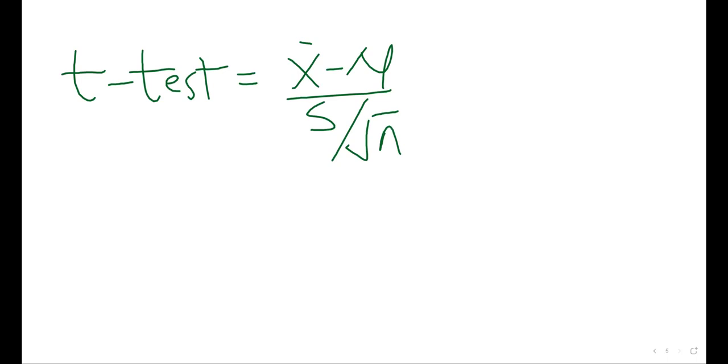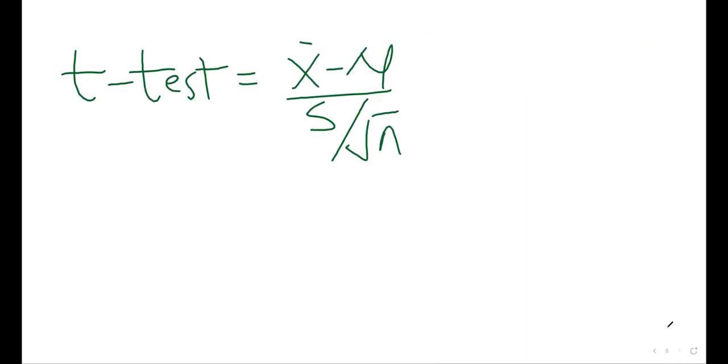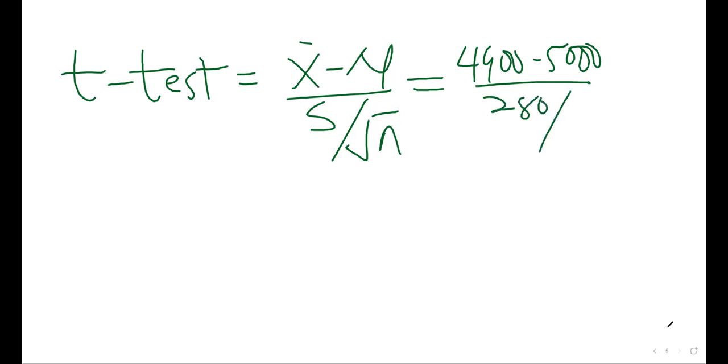Of course, everything inside this formula is things that you know already, from the information content that you have here. So if you look, the first one you have is X bar. You substitute and solve it. X bar is 4,900 minus mu, which is 5,000, divided by S. S is the standard deviation, and this was 280, divided by the square root of N, and N is 26.